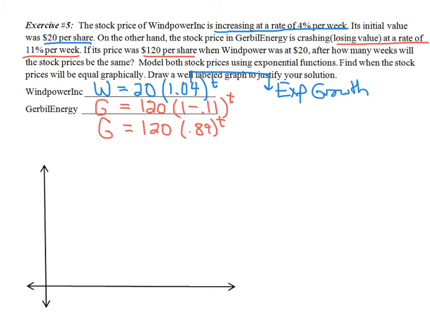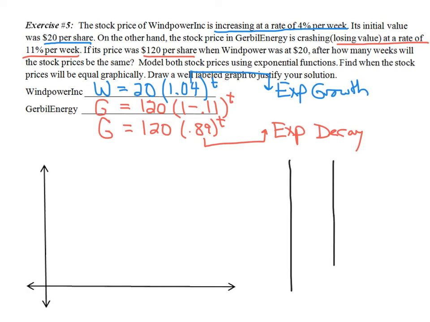And because gerbil energy has a base that's less than 1, that tells us that gerbil energy is exponential decay. We'd like to know when these two have the same value. So we want to make a graph. I'm going to use my calculator to get some table of values for this. So I'm going to start you off, but then have you look at your calculator to get some values.